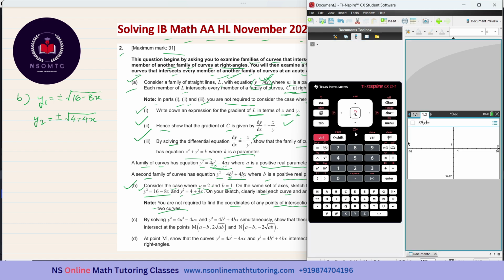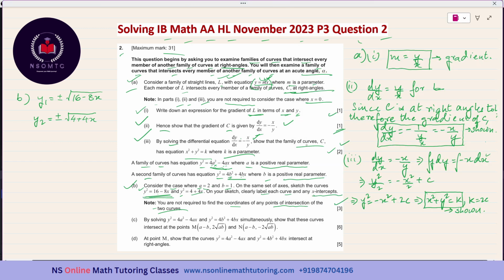First of all, I have to get the square root, and it is 16 minus 8x. Enter, and then I will be getting negative square root 16 minus 8x. Enter. So this is the graph, the entire graph of this y square equal to 16 minus 8x.